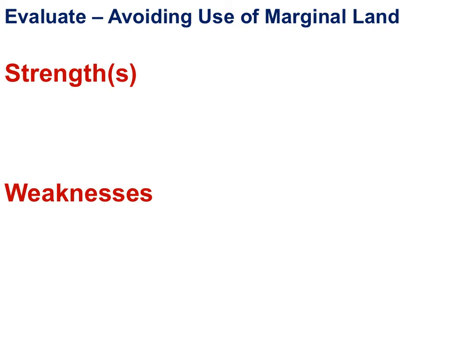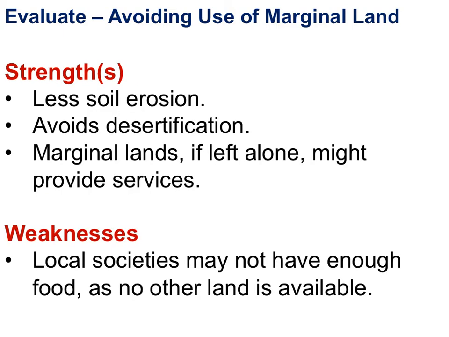Avoiding the use of marginal land has big benefits: less soil erosion, less desertification, and marginal lands, if left alone, might provide ecological services. But there are weaknesses if we avoid using marginal land, and that would be that local societies may not have enough food, as no other land is available. Here are the strengths and weaknesses of avoiding the use of marginal land. Take some notes. I'll let you study this slide on your own.